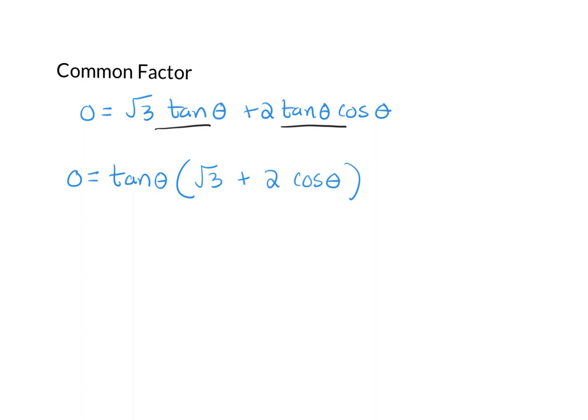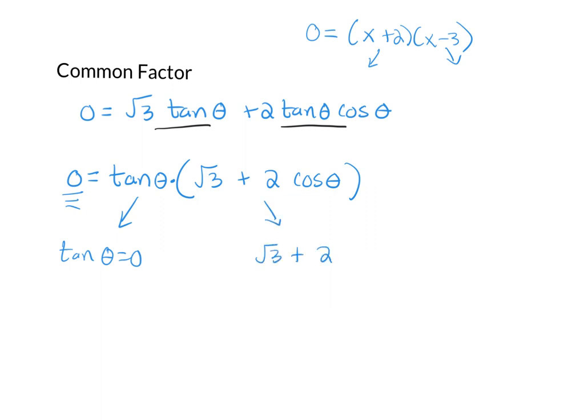Now, this is, think about solve by factoring. When we have quadratics, it's set equal to 0, and we would have these 2 binomials. And then we would just set each of them equal to 0 and solve. This is in that same format. 2 things being multiplied together to get 0, break it up. Either tangent of theta equals 0, or square root of 3 plus 2 cosine of theta equals 0. And now let's solve both of them.